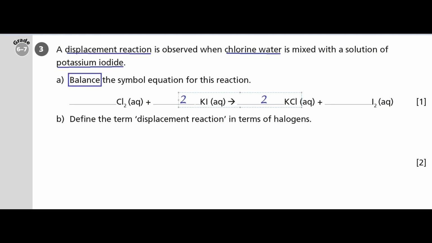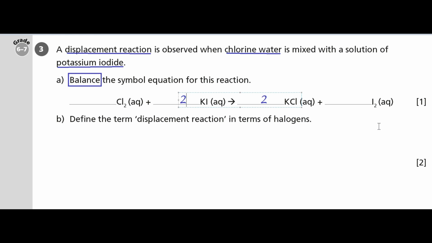So now let's have a look if the equation is balanced. We've got 2 chlorine atoms and here we've got 2 chlorine atoms. So that's balanced. Here we've got 2 potassium atoms. Here I've got 2 potassium atoms. Here I've got 2 iodine atoms and here I've got 2 atoms of iodine in a molecule. So this equation is now balanced.